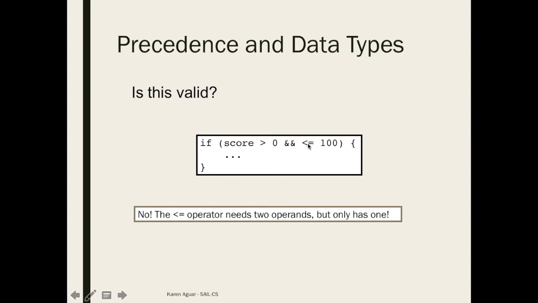This operator, less than or equal to, needs two operands. We're missing one here. So in order for it to be fixed, we would need to say if score greater than 0 and score less than or equal to 100.